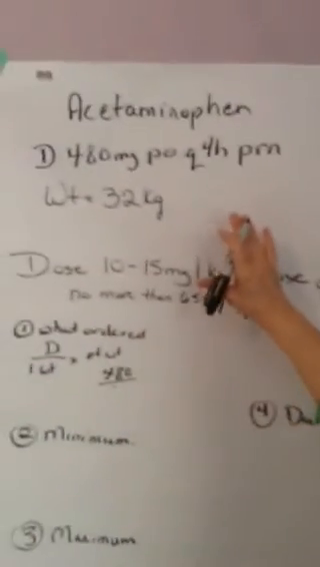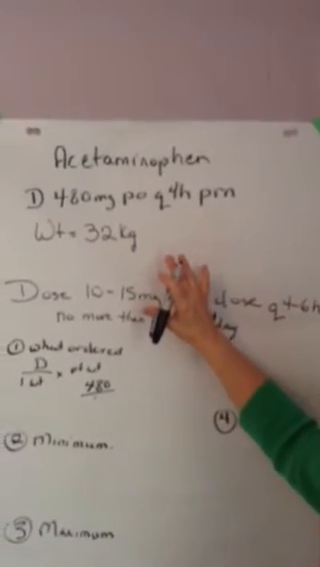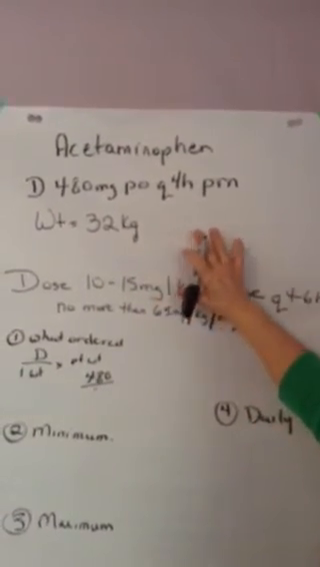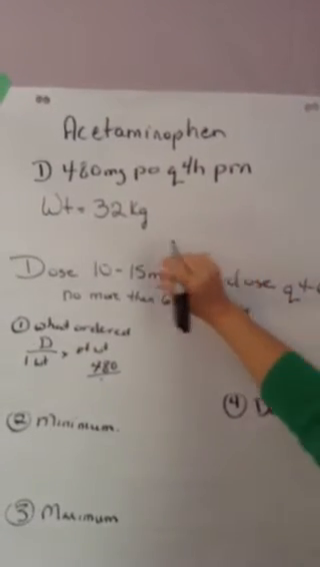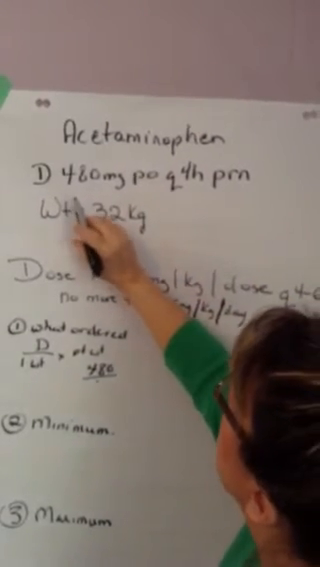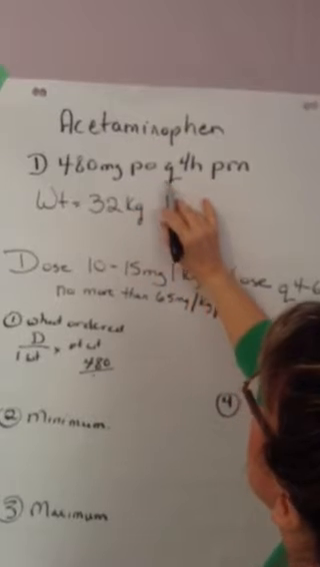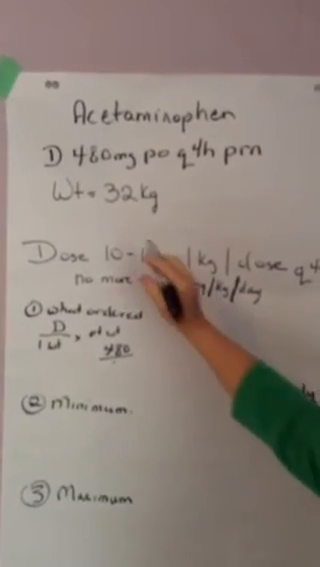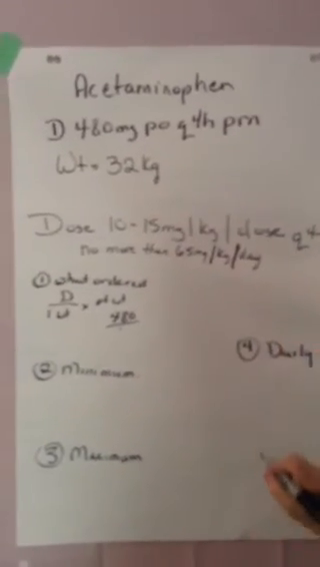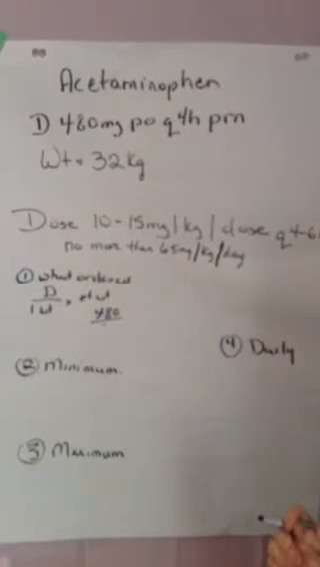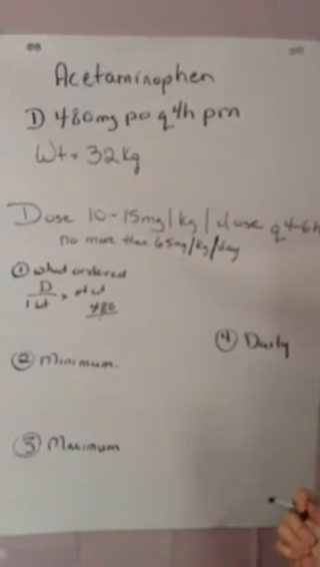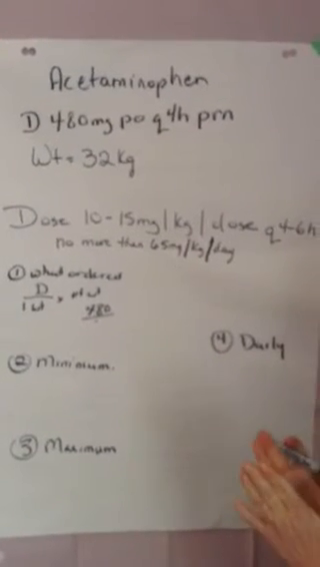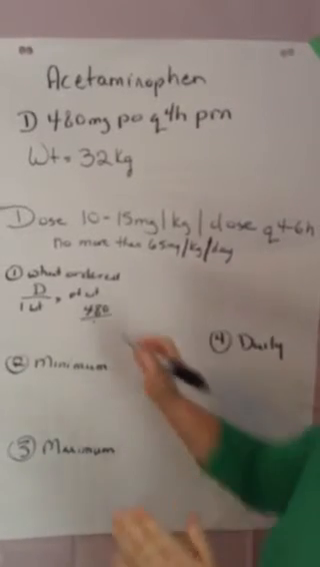Let's go on and do a common one with children, and that's acetaminophen, which is Tylenol, probably to reduce a fever. So the desired is 480 milligrams per os Q4H PRN. This is what the physician has ordered. The child's weight is 32 kilograms. Now we're thinking, okay, based on that data, what is a safe dosage? So we look it up.